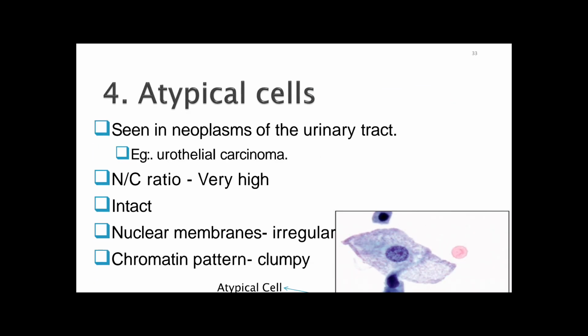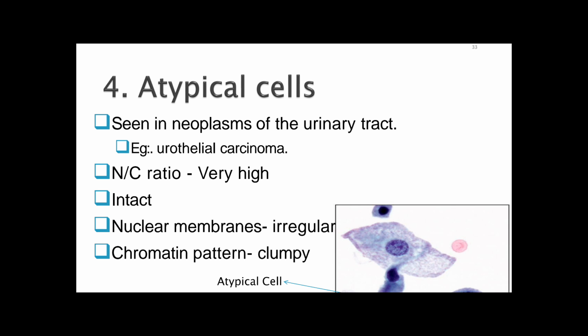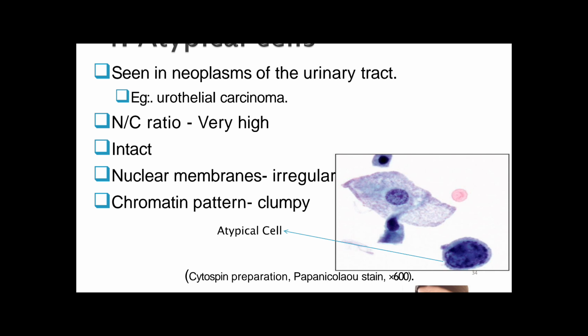So next we will move into the atypical cells. These can be seen in neoplasms of the urinary tract, for example urothelial carcinoma. Right, this is atypical cells. Normally, this is not present in a normal healthy urinary tract. So if there is any cancer in the urethra or urinary tract, we can see atypical cells.